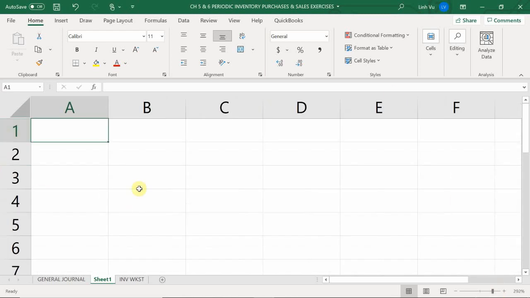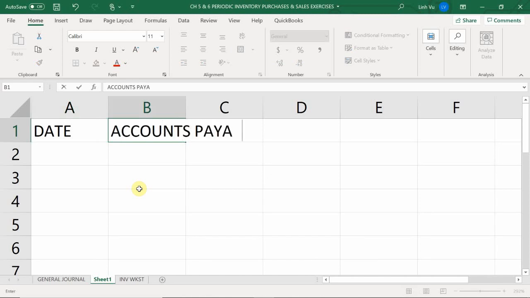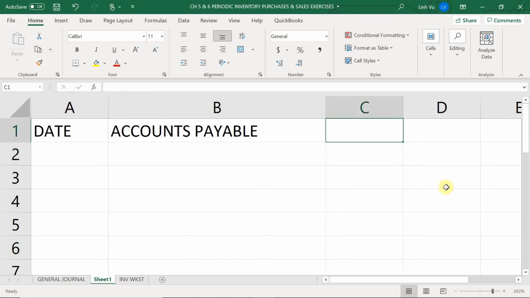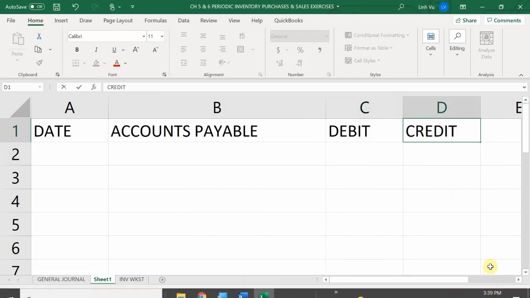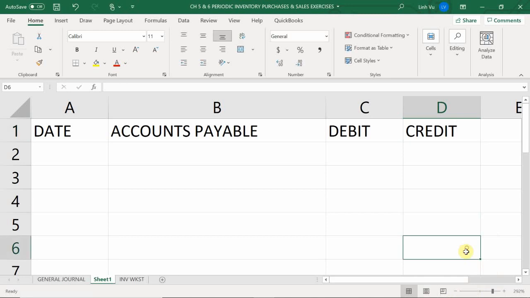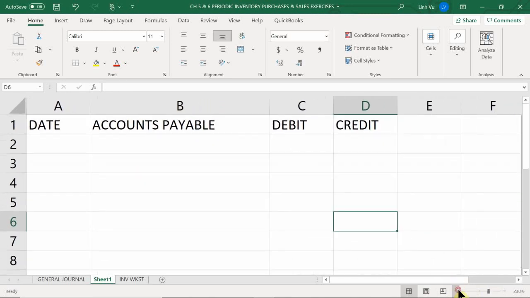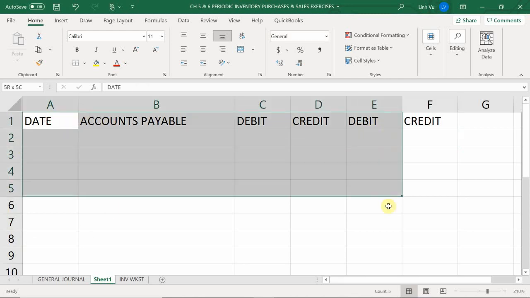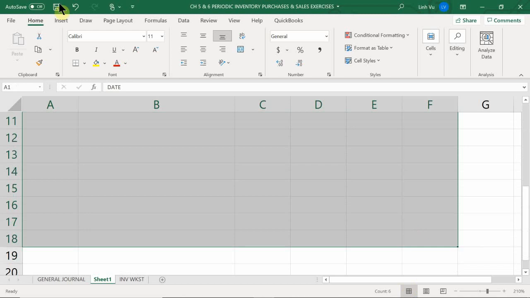And what I'm going to have here is going to be the date, the account name, which is accounts payable. And this is where we're going to have whether it was a debit or a credit account, right? And then we must also include what our account balance is. So once again, a debit or a credit. Now, we know for a fact that accounts payable normally would have a credit balance, right?